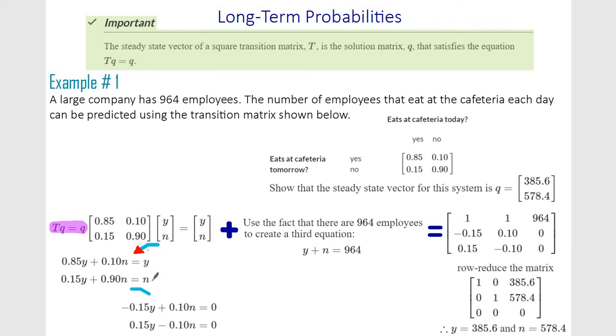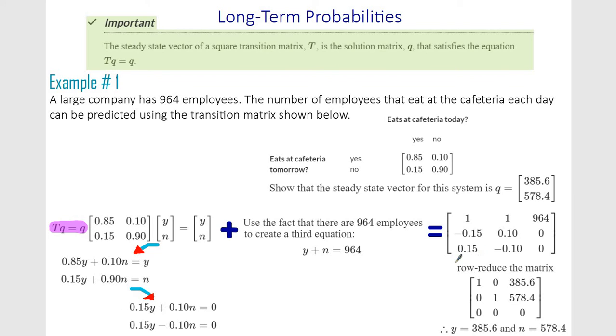Okay. Then, when we get this, we can rewrite it. And now we can do a system of equations, right? But I know that's the same thing, so that just gets us two equations. So then we need our third one. We get this. There's 964 employees, so the two here should add up to 964. So now we write it as a 3 by 3 matrix.